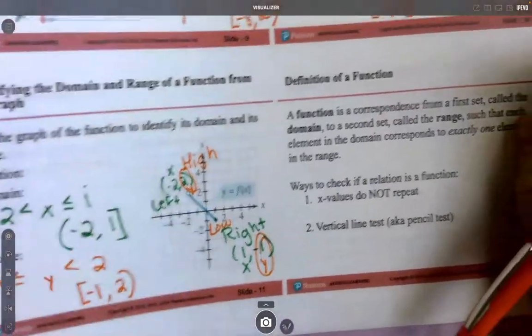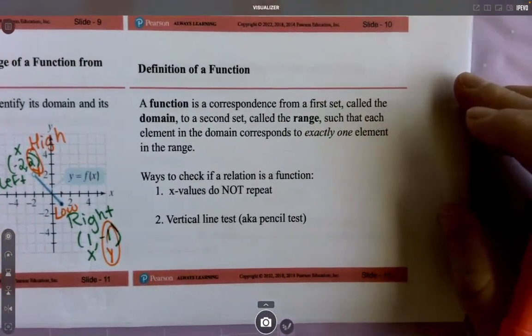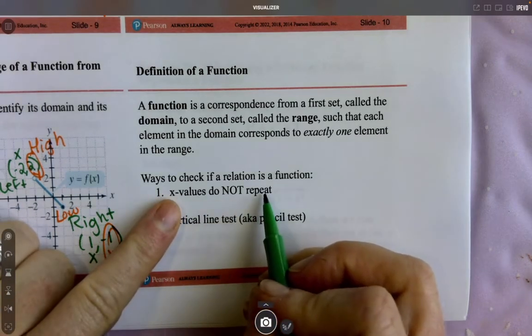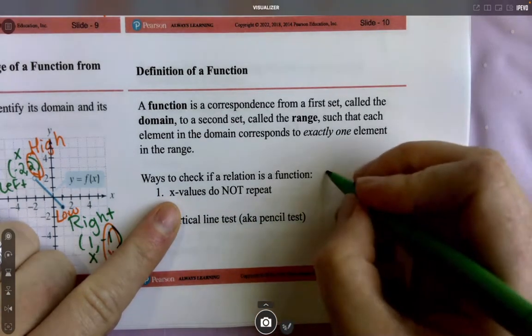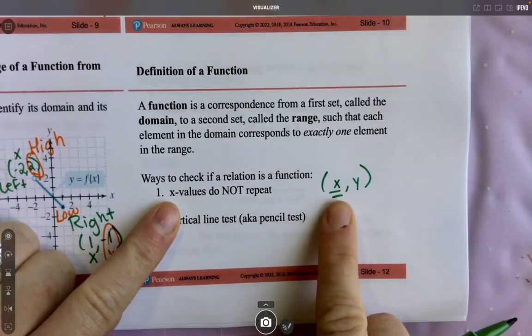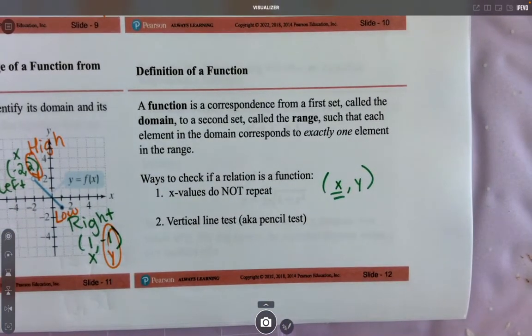Let's look at the definition of a function. A function is a correspondence from a first set called the domain to a second set called the range, such that each element in the domain corresponds to exactly one element in the range. So there are two things that you can do to check to see if it's a function. X values do not repeat. So you could look at just the x's. We don't care if the y values repeat. We're looking at only the x's, if they repeat.